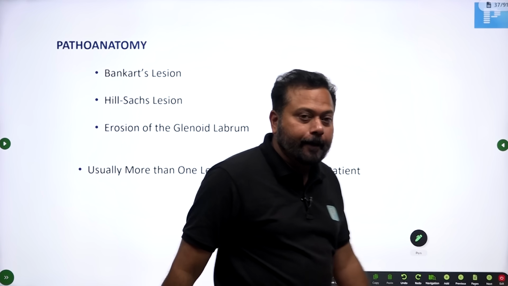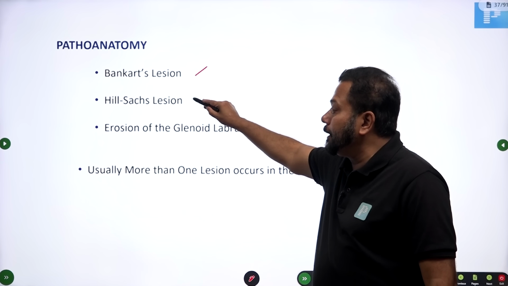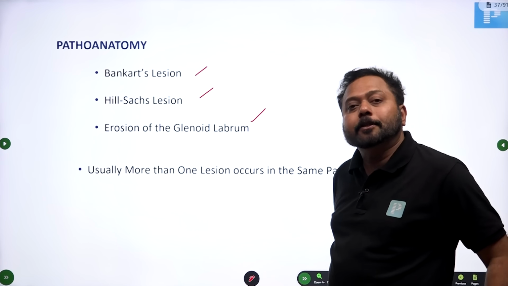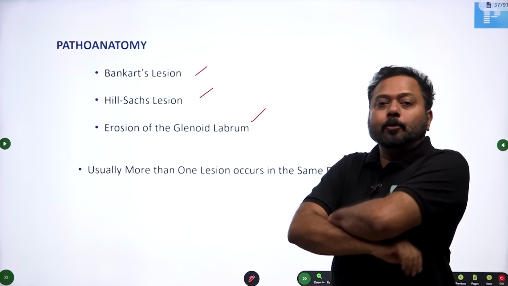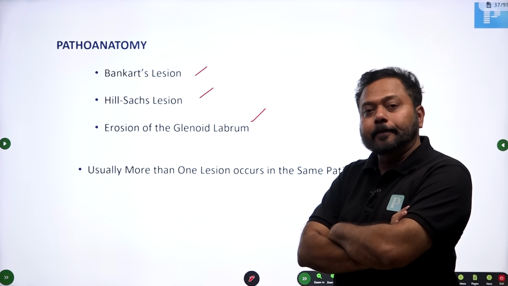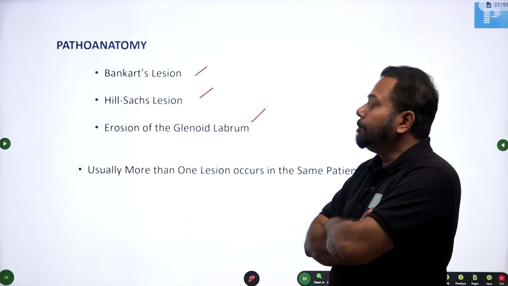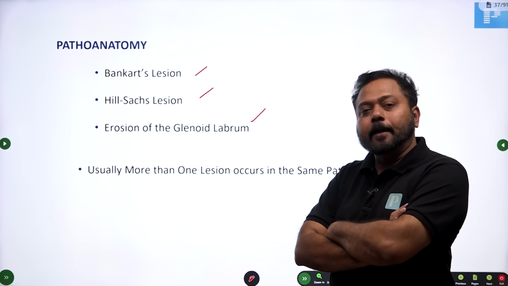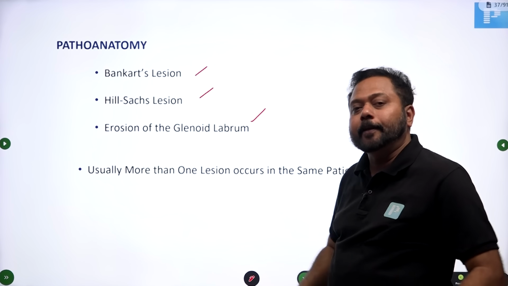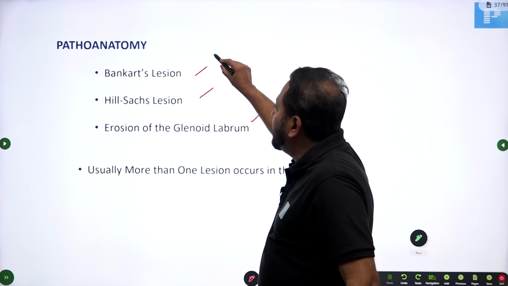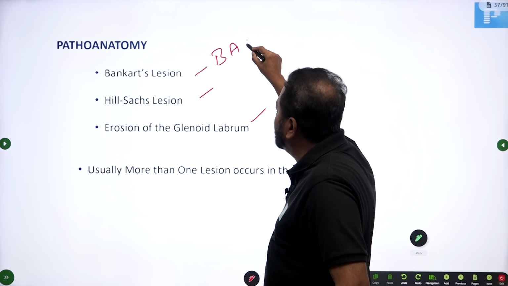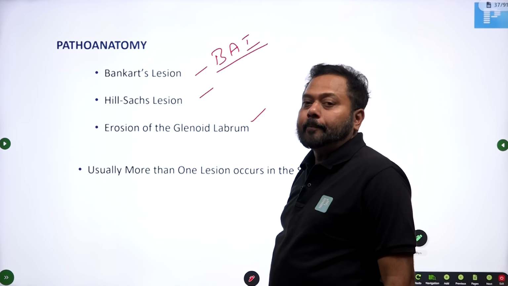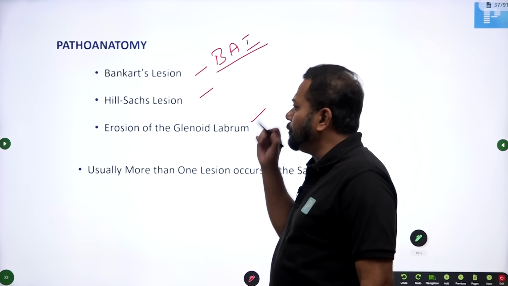And one should not forget these three things: Bankart's lesion, Hill-Sachs lesion, erosion of the anterior glenoid labrum. What is Bankart's lesion? Bankart's lesion is a soft tissue lesion. Everything is very detailed with a diagram explained in our main recording. What is that? There is a tear in the antero-inferior aspect of the glenoid labrum. Bankart's lesion is an antero-inferior tear in the glenoid labrum. That is called Bankart's lesion, which is a soft tissue lesion.